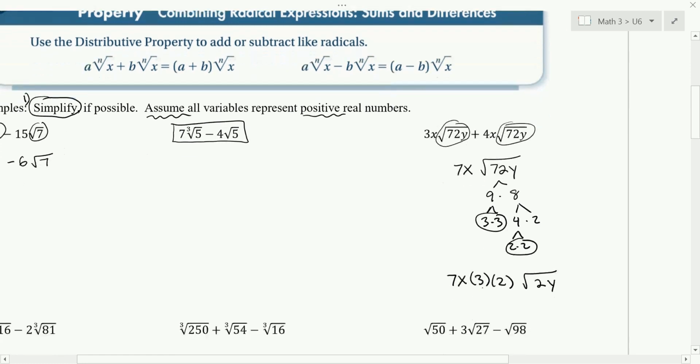And then we can multiply what's out in front. 7 times 3 times 2 is what? 21 times 2 is 42. So sometimes you'll add, but don't stop there. Check to see if you can simplify further.